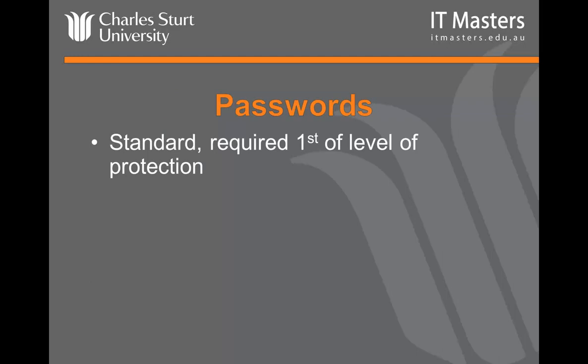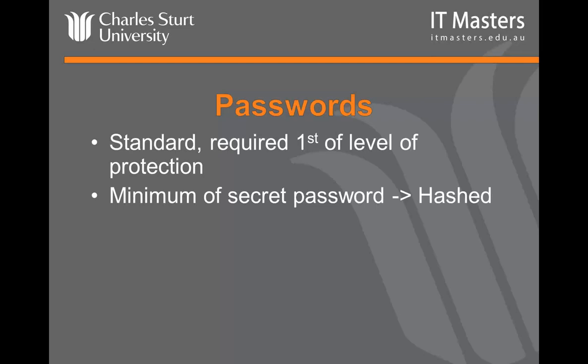Minimum of secret password, so that means it's hashed. Inside your iOS, you'll understand that there is the ability to do enable password and enable secret. The difference between those two is that the enable password is not hashed inside your configuration unless you have another option turned on, which we'll talk about in a minute, whereas enable secret is MD5 hashed. So it's not immediately obvious what the password is if someone happens to get hold of your configuration.